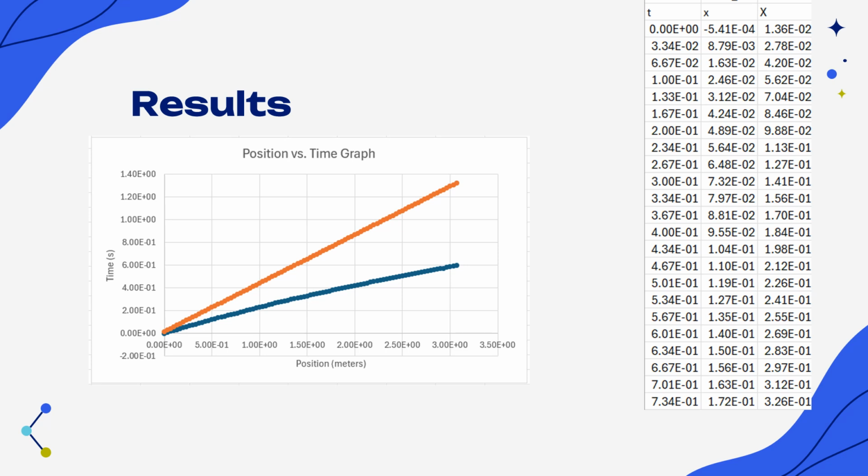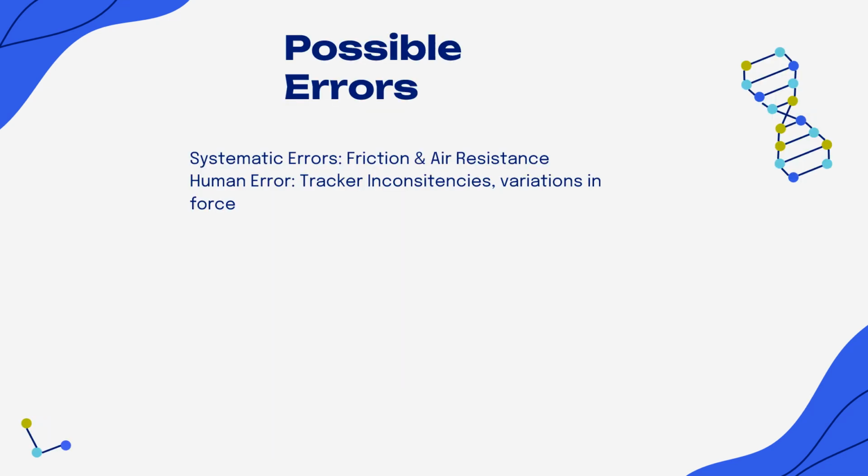So we could see that there were possible errors with our experiment. Possible errors include systematic errors, because of course you cannot have constant velocity when there is friction between the table and the expo marker, and there is also air resistance to account for. There could also have been human error with Tracker inconsistencies. Perhaps we put the center of mass in the wrong place, or we did the axes wrong, or there could have been variations in the force that we applied.